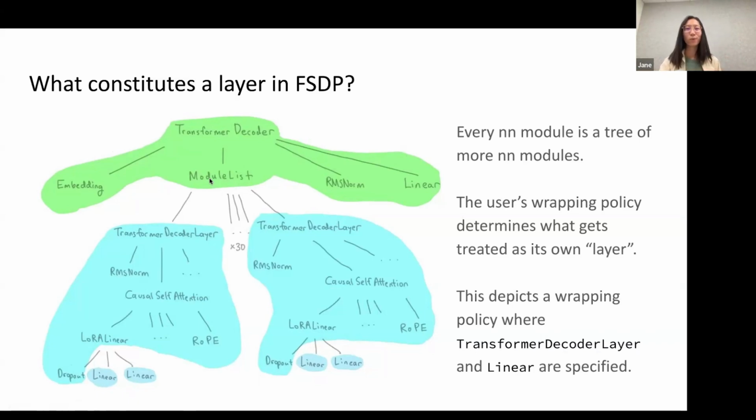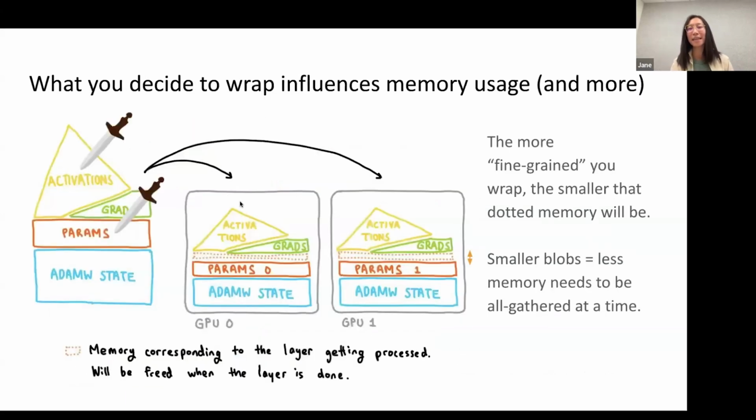And if you're like, Jane, why are you telling me about this? This is so confusing. I am now lost. Don't worry. The big key point here is that the blobs correspond to how big this little orange dotted box is going to be. The bigger the blobs, the more memory you're going to need to bring in at a time, so the bigger that box is going to be. So the way you wrap can really influence the memory you use. Okay, pausing here. Questions, comments?